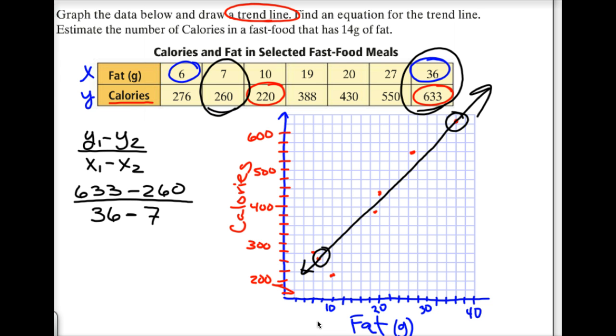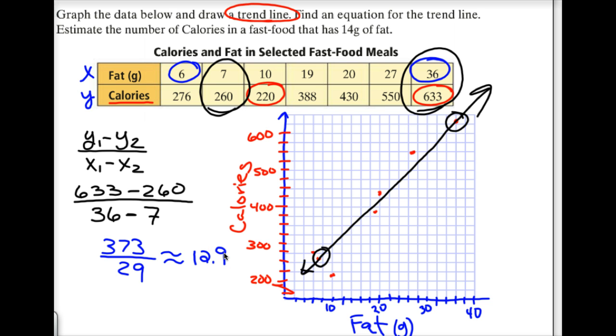Then, using our calculators or your brain, you can subtract these, and you're going to find out that it's 373 all over 29. And that's your slope. Now, you can divide that out to get an estimated slope of 12.9.